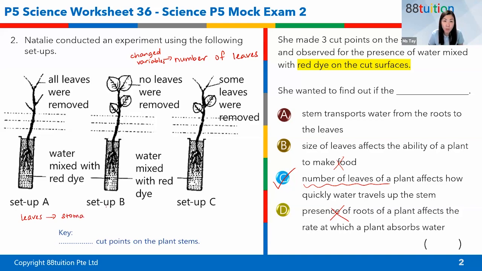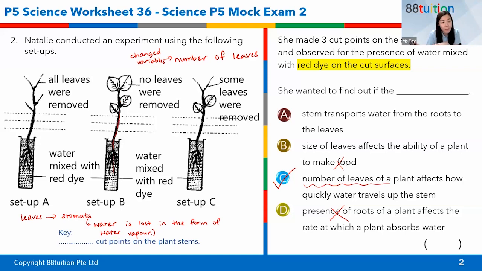Right, so the leaves has got stomata, right? So this is where water is lost in the form of water vapor. So when water is lost from the leaves, the plant still needs to take water somewhere. Where will it get the water from? It will be getting the water from the roots, right? So that's why the roots will then take in more water to be transported upwards, okay, to the leaves.